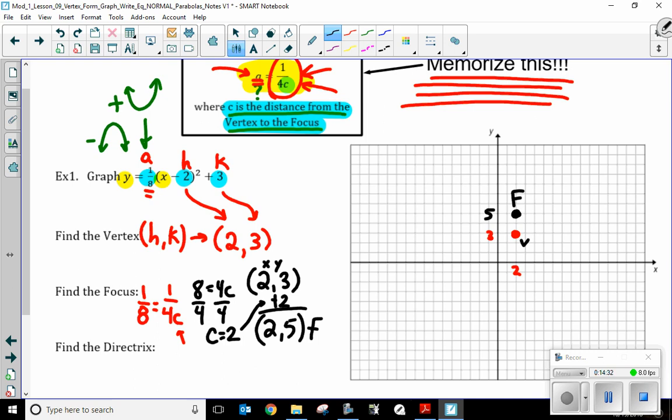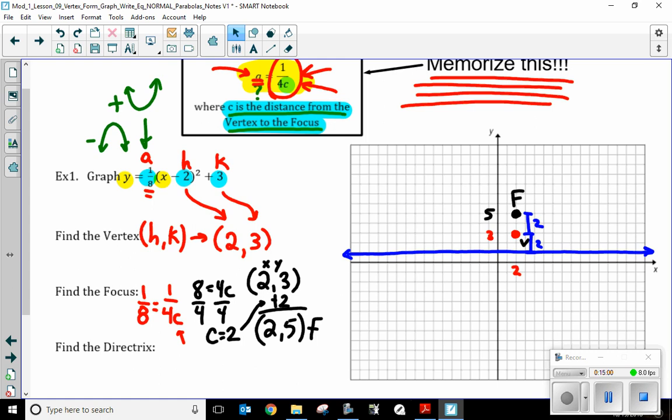Now, if I know my focus, I should know where my directrix is. Because isn't the distance between these two the same? It is. That goes up, so it should go down to the directrix. This line right here is my directrix. Okay? That line is my directrix.